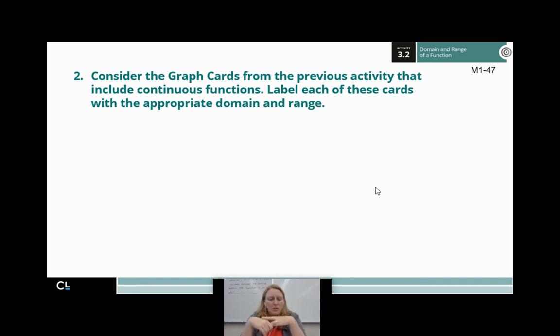And for each one of these, I want you to label it, and you can label it right on the graph. Label each of these cards with the appropriate domain and range. Go ahead and hit pause. Do all of them. There's so many. There's like 16 of them. Do them all, and then hit play when you're ready to check your work.